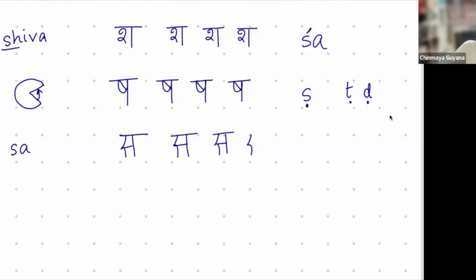And please make sure the line comes out of the middle of that, right? If you learn how to write neatly now, your Sanskrit handwriting will be very neat.